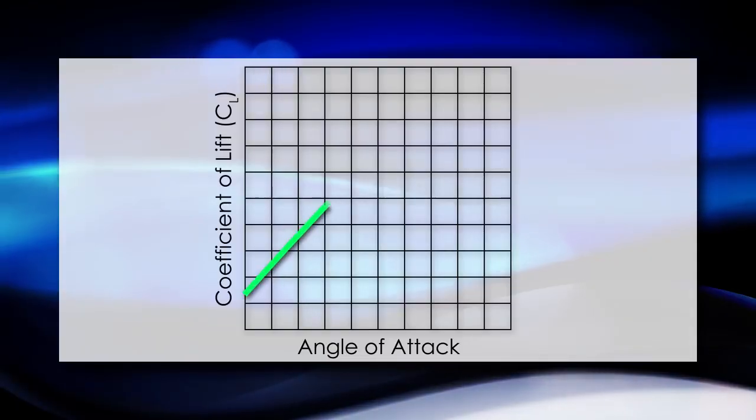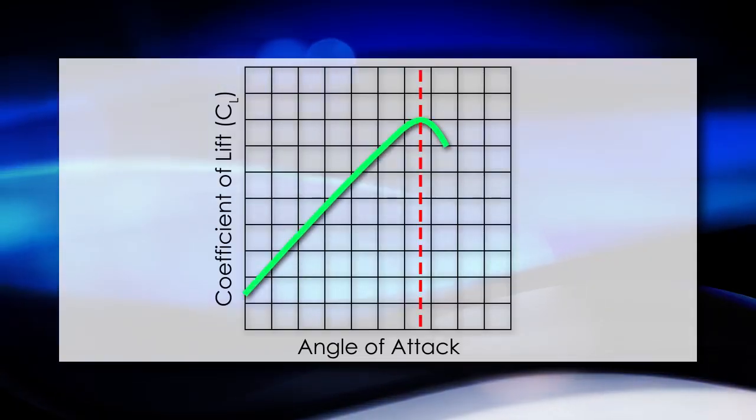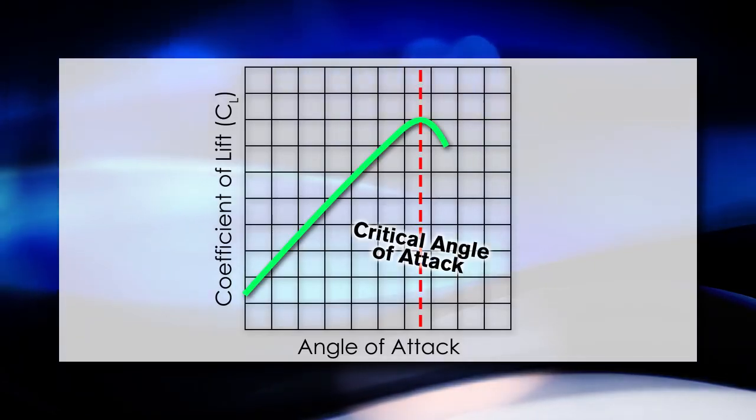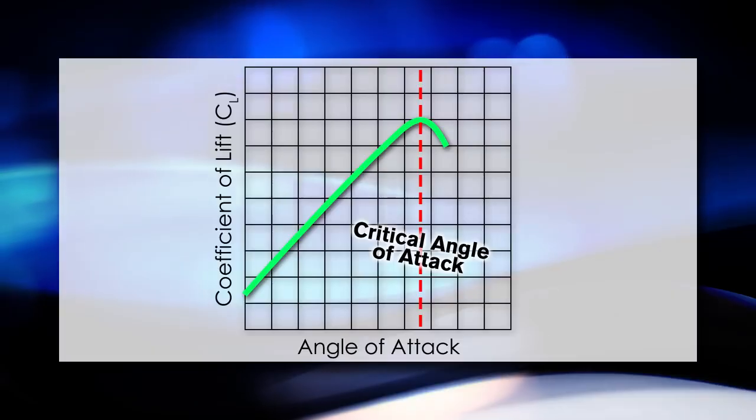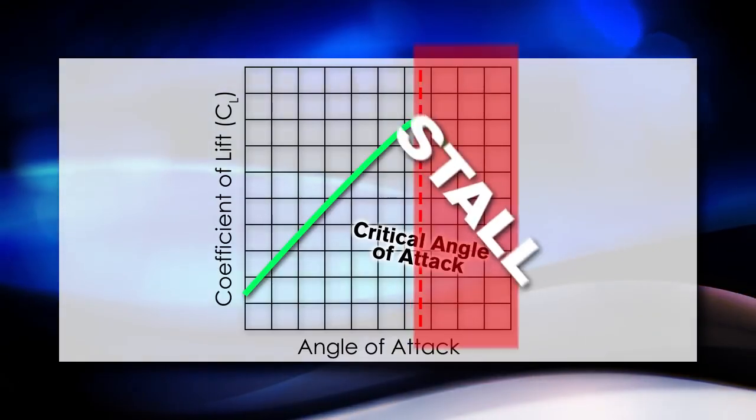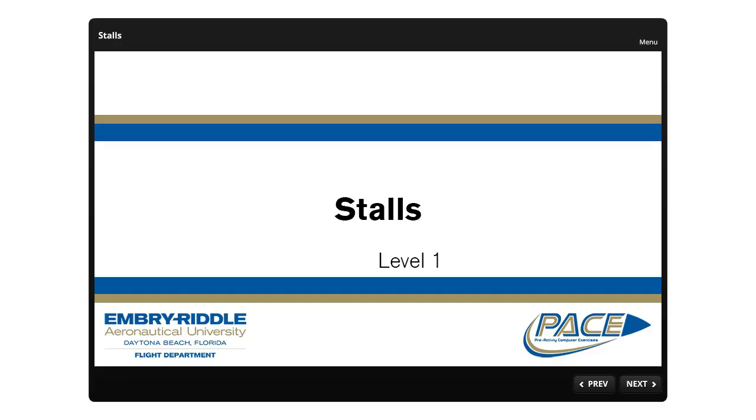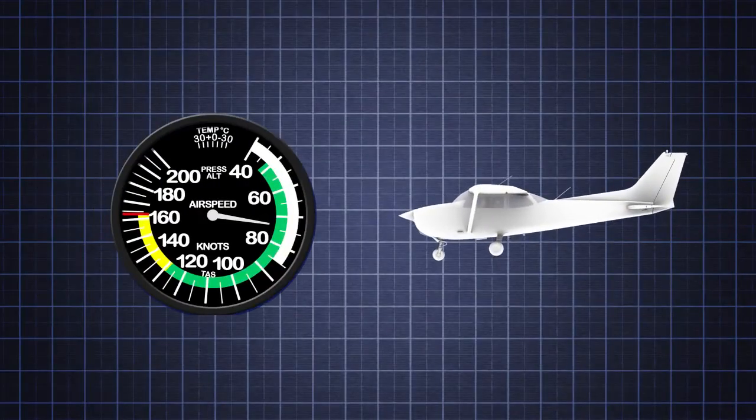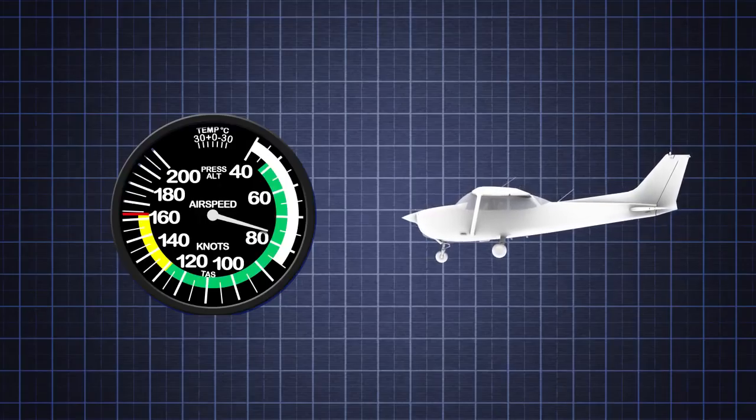Lift will continue to increase until a certain angle of attack, called the critical angle of attack. After this point, the wings will still create lift, but the amount of lift created is decreased. This is called a stall. More information on stalls will be covered in a future lesson. In addition to the aircraft's airspeed and angle of attack, there are other factors that affect the amount of lift created by the wings. However, the pilot does not have control over these factors.